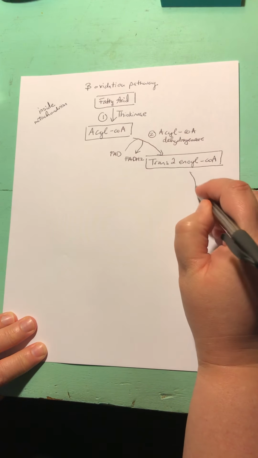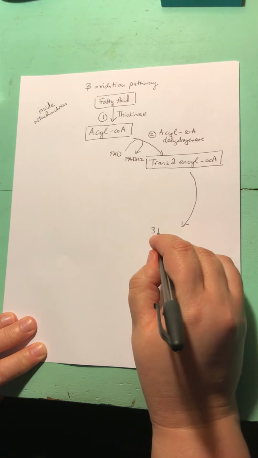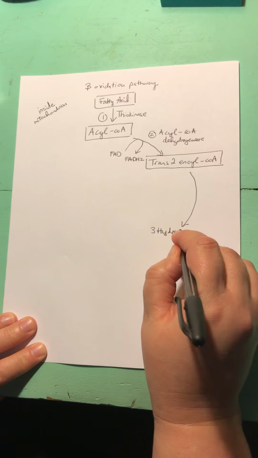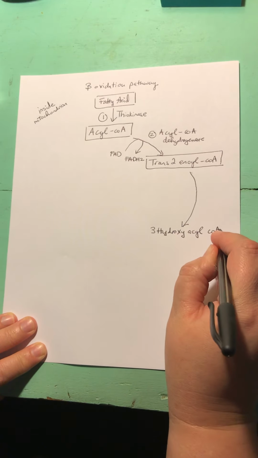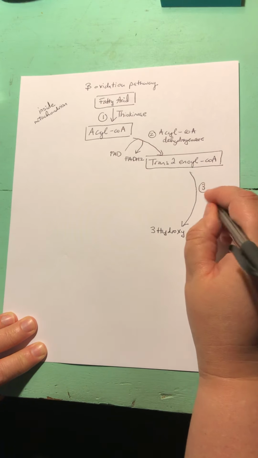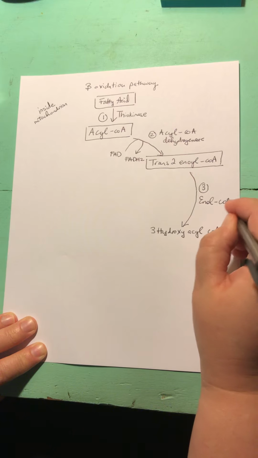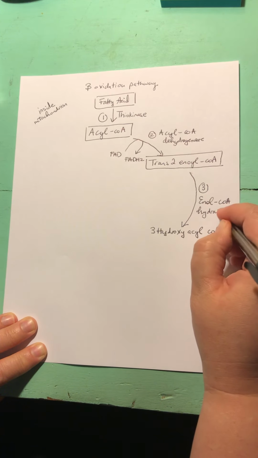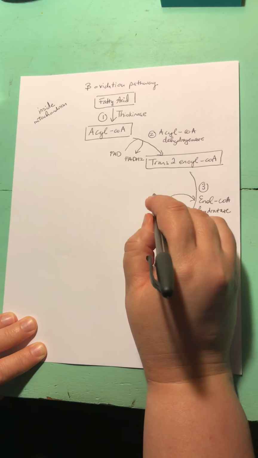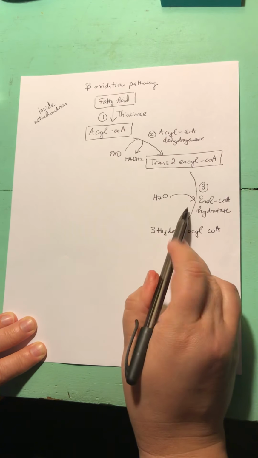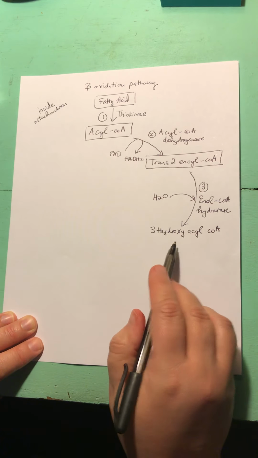Then we continue with step number 3. We're going to form next a 3-hydroxyacyl-CoA. If we have this enzyme present, enoyl CoA hydratase. So you guessed it, it is a hydration. We have to put a water molecule in there. So that is step number 3.